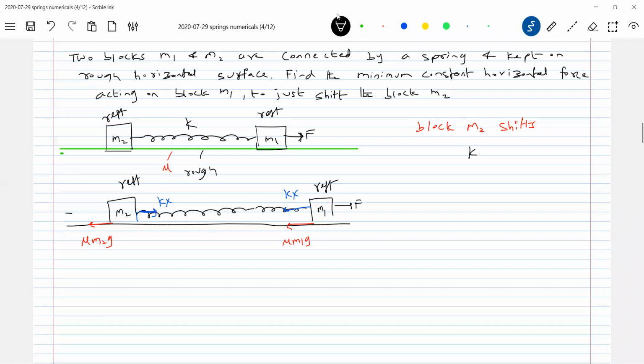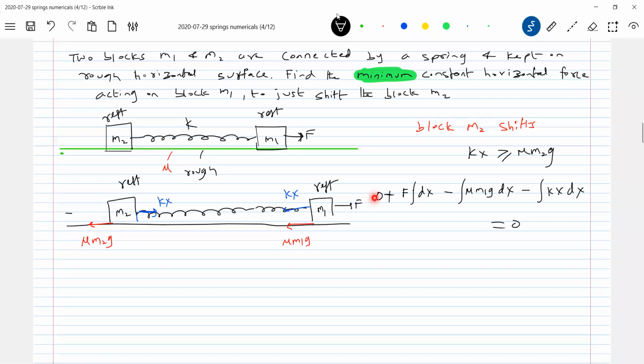Block m2 shifts when kx is greater than mu m2g. This word has a lot of weightage: block m2 shifts. So now, what about the force? External force, will it do any work? Work done by external force is F into dx. Work done by frictional force is mu m1g dx. Work done by spring force is kx dx. It was at rest initially, and finally it is at rest.